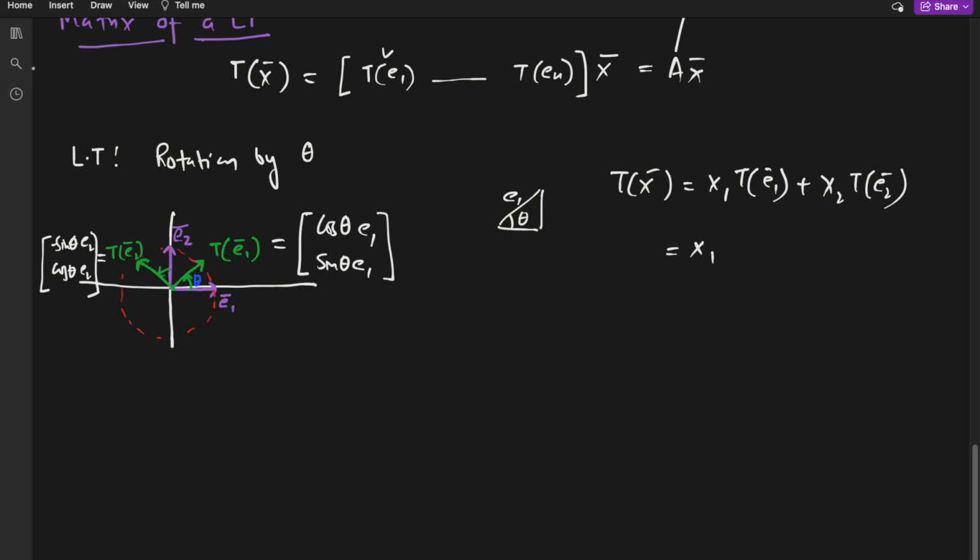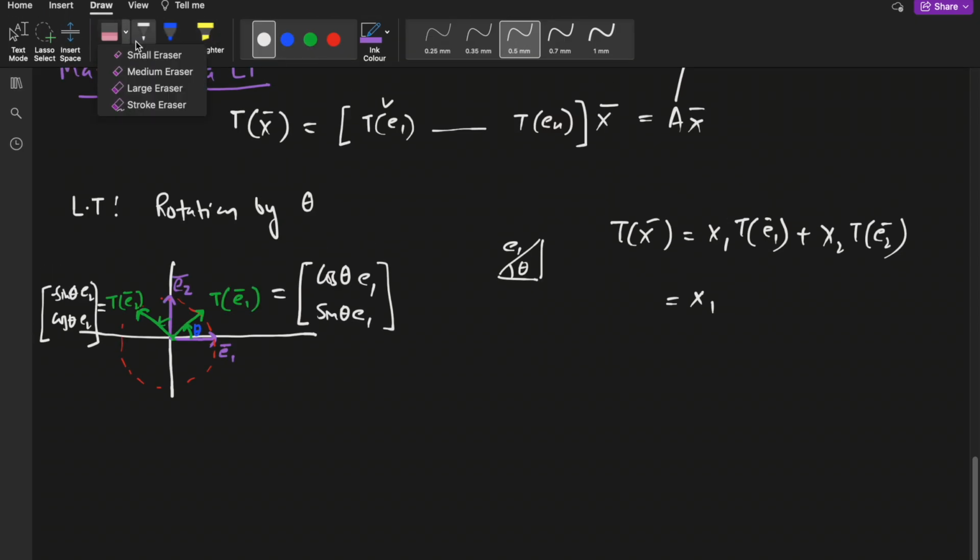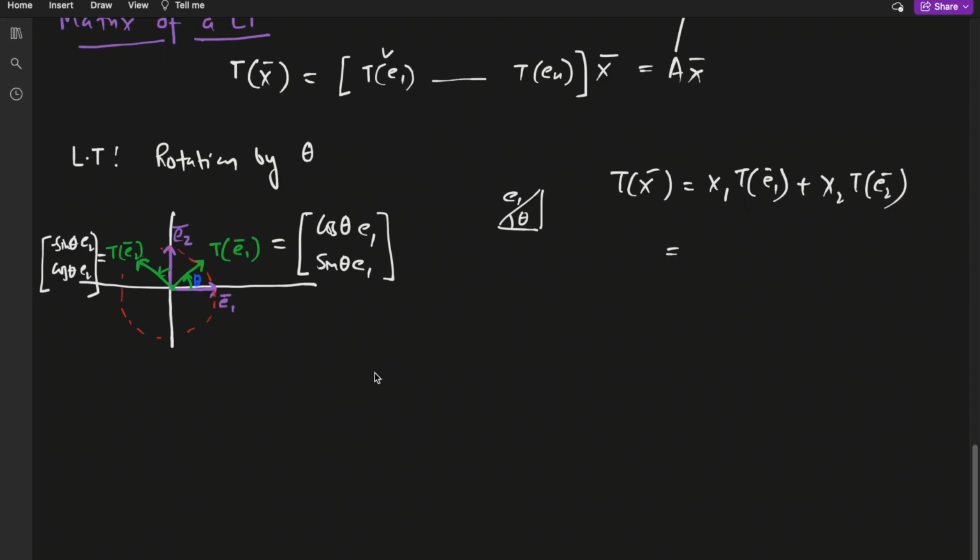Just give me a minute. My eraser. This is, yeah.